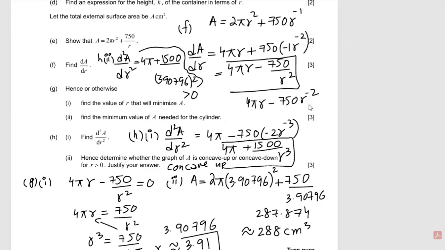So in your exam, you will be justifying just like this, the way I did. Sub in the value, prove that your double derivative's value is greater than 0, or the other way around. If it's less than 0, then it's concave down.